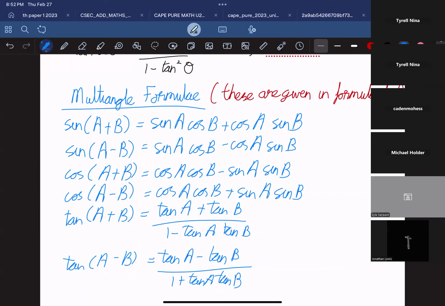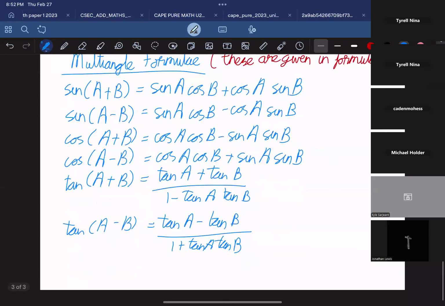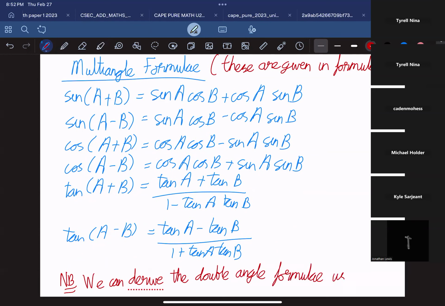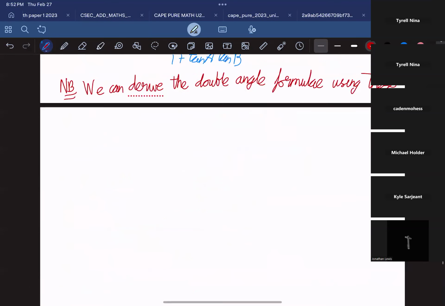And as I said, they're given on the formula sheet, so you're not to worry too much about memorizing these. But something to note here is that we can derive the double angle formulae using these. So what do I mean by that?